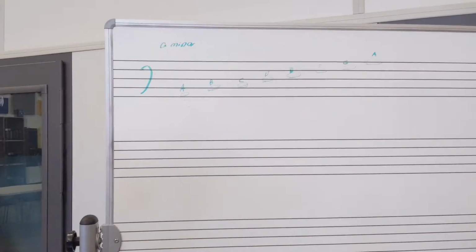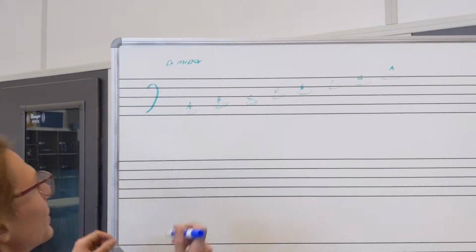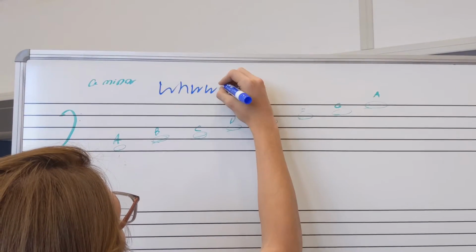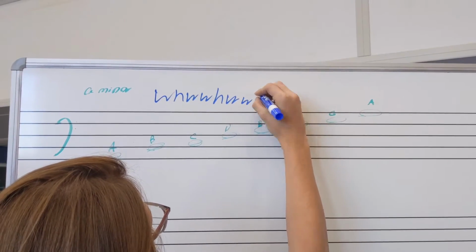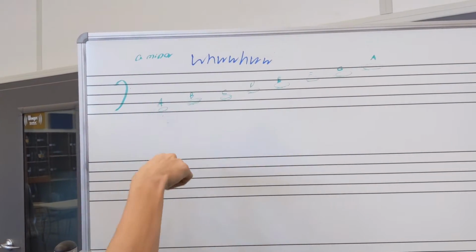First, you need to find the key you want to use. In this case, we're using A minor. Here's the pattern we'll be using: whole, half, whole, half, whole. And this is how you use it. From A, in this scale.